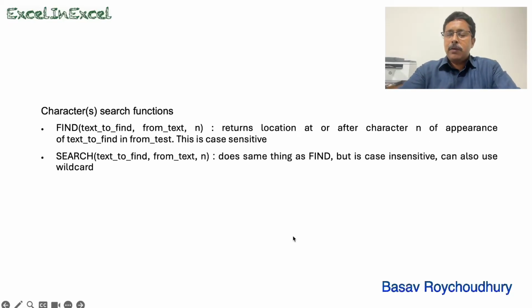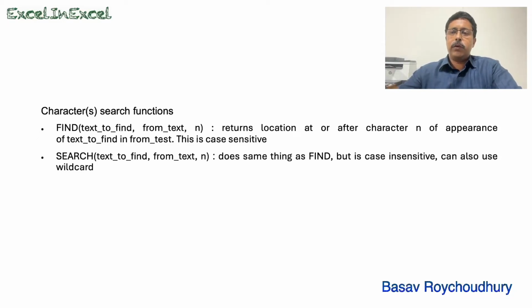The next group of functions that I could gather, I call the character search functions. There are two functions, FIND and SEARCH. What they basically do is search or find something in a given string. What is the difference between them? The difference is that FIND is case sensitive, while SEARCH is not. That means in FIND, if you search for a capital letter, it will not find the corresponding small letter, while SEARCH is case insensitive.